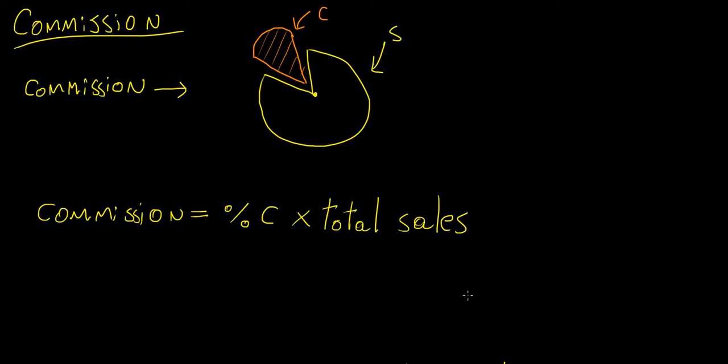Alright, so continuing with our financial mathematics playlist, what we're gonna talk about in this video is the concept of commission. So we already talked about wages and salaries, and those are basically just the most common types of income a person can have. But there is another type of income that is called a commission, which is essentially, say you're selling some kind of product like a house.